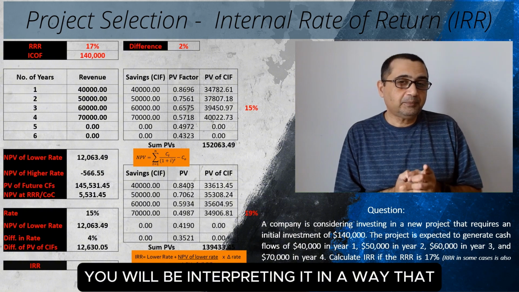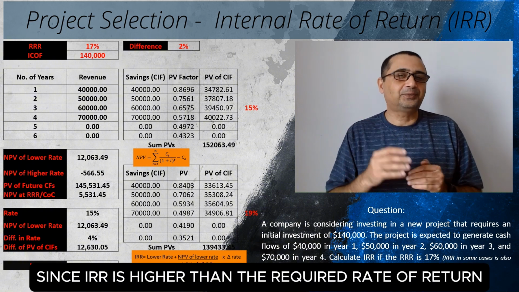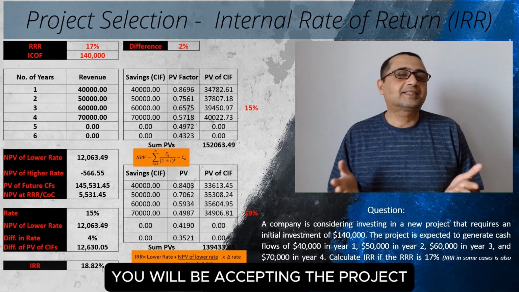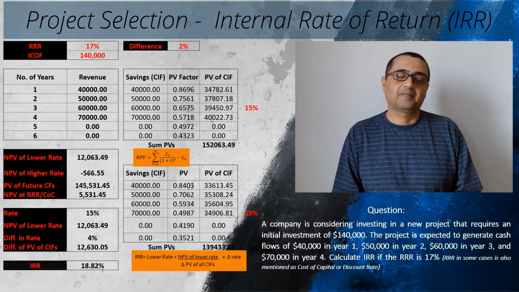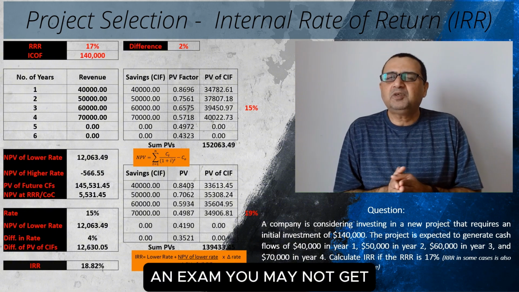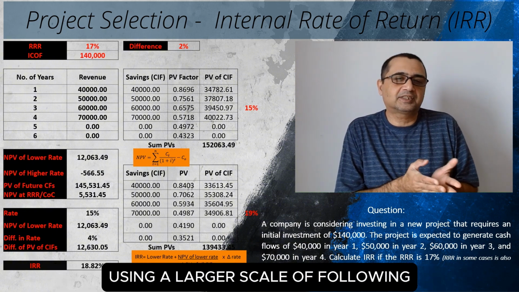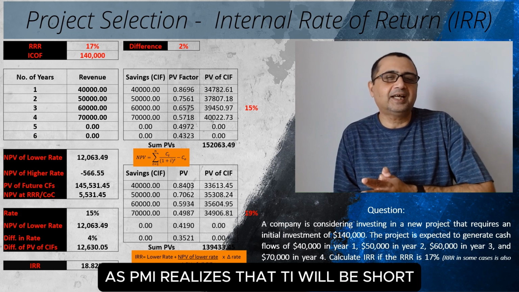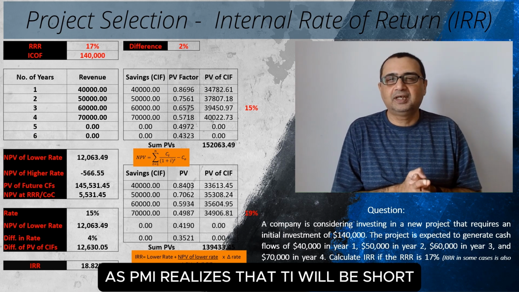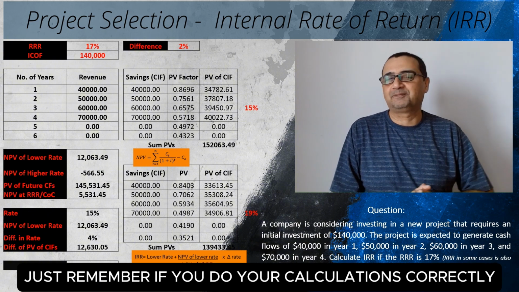You will be interpreting it in a way that since IRR is higher than the required rate of return, you will be accepting the project based on the IRR calculations. In the exam, you may not get a question that requires you to calculate IRR using a larger scale or following the step 2 mechanics. As PMI realizes, the time will be short, but it doesn't hurt to know a bit more, right?